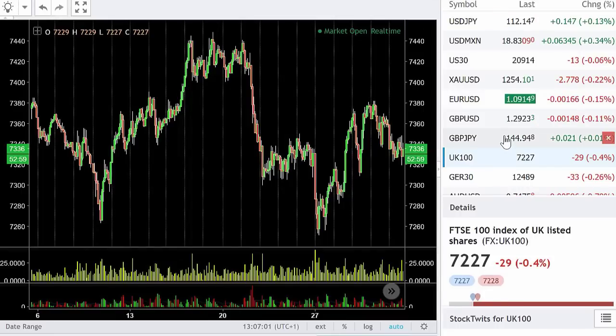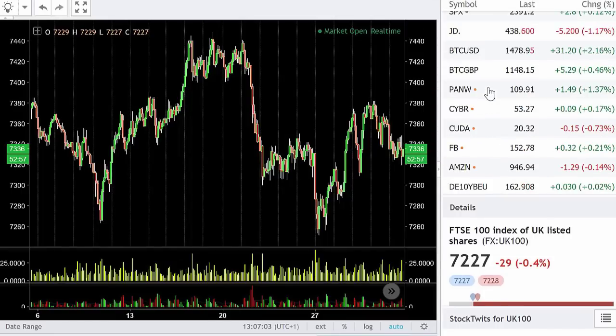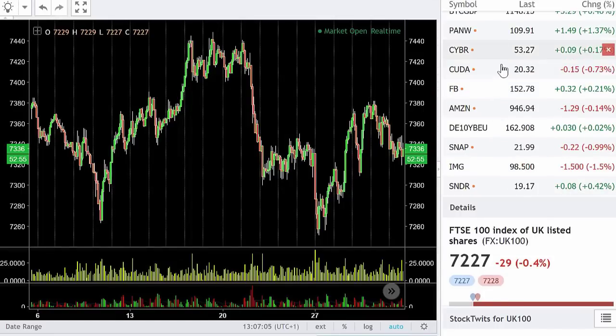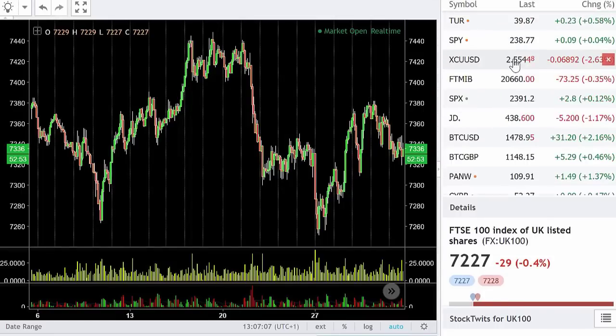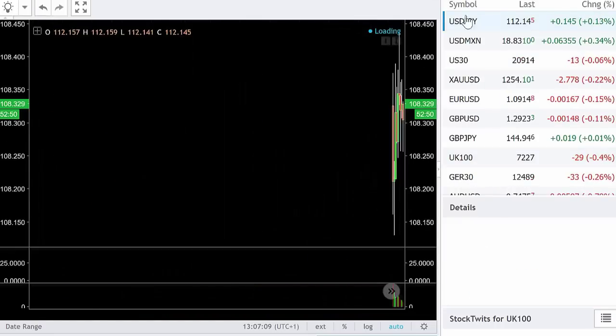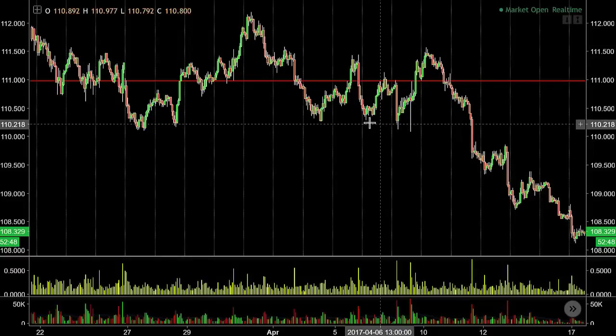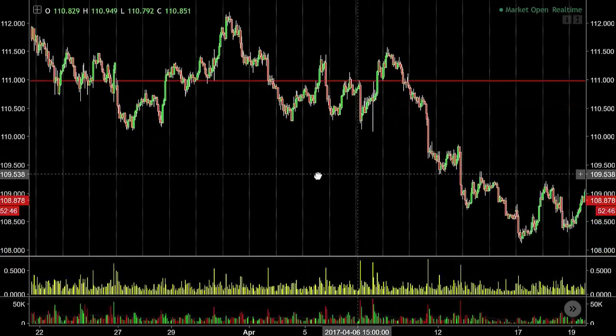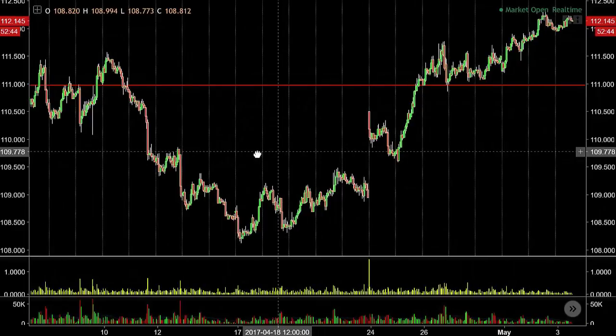So you know what? Let's mix it up a bit. Let's go crazy and go with something like US dollar JPY. Where are you, sir? I think you're at the top. There you go. Thank you. So now we can see what's going on with the US dollar yen.